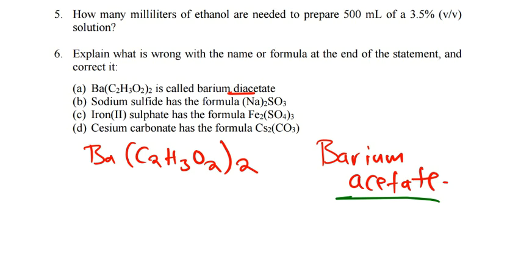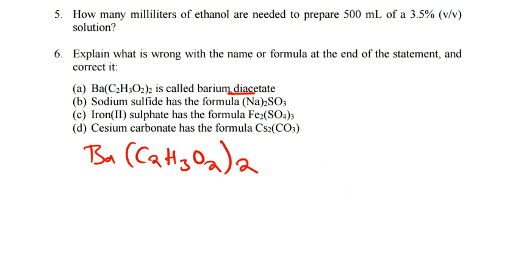Usually the di would indicate a single element anyway, so it doesn't work for the first one. So the correct name is barium acetate. Remove the di.